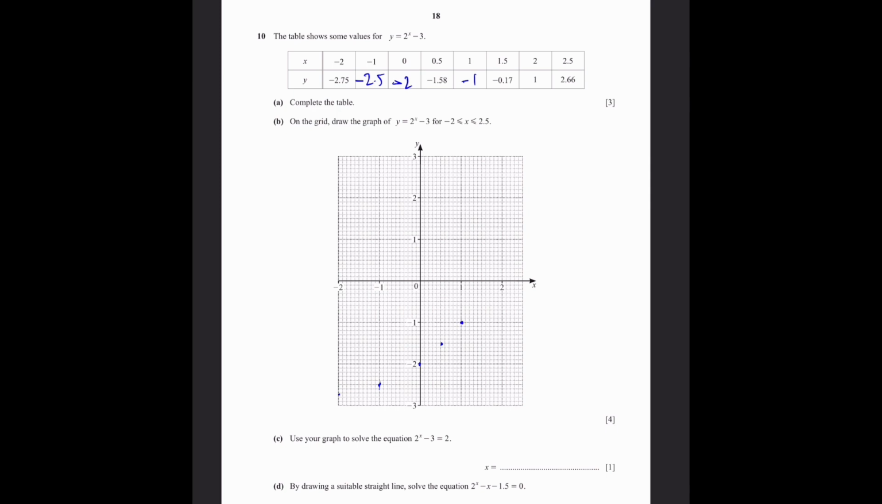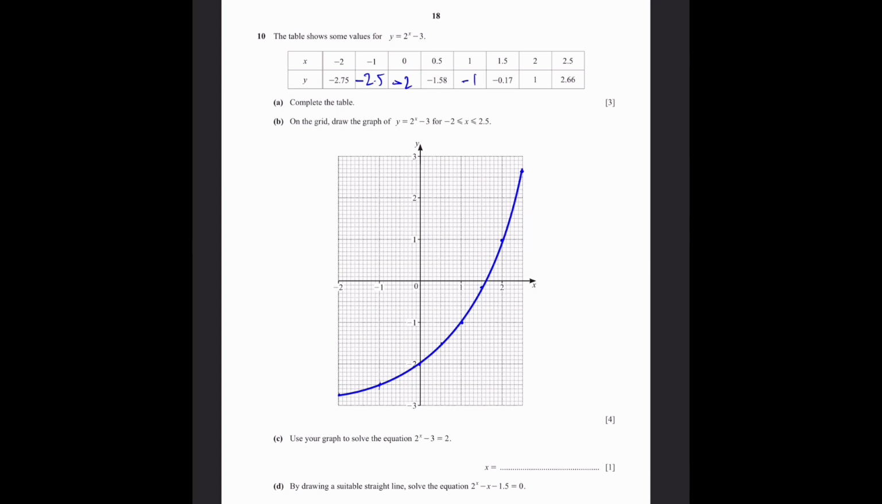1.5, comma minus 0.17 is around here. 2, comma 1 is around here. And 2.5, comma 2.66 is over here. Now we've got the values. Now we can plot a smooth curve. Let me just adjust it a bit. There we go. So this is how the curve is supposed to look like.